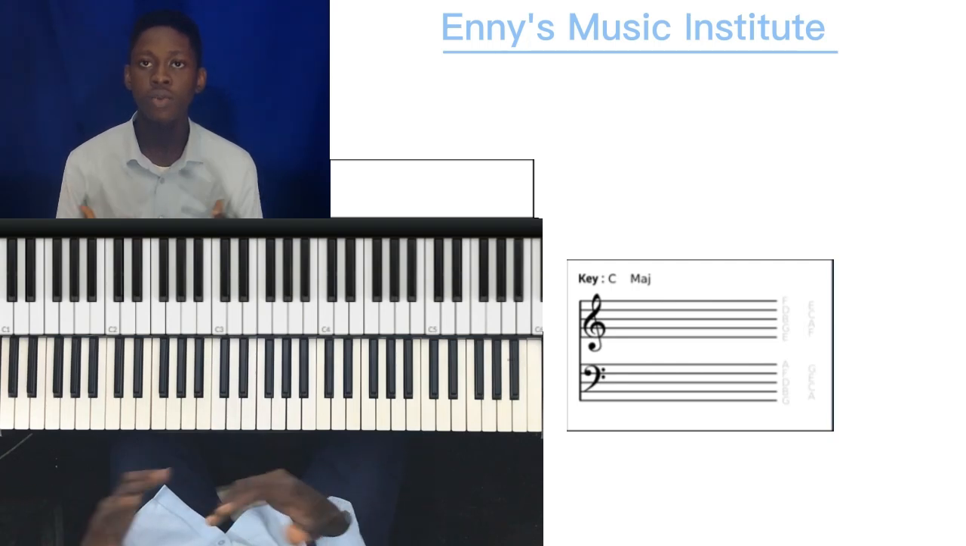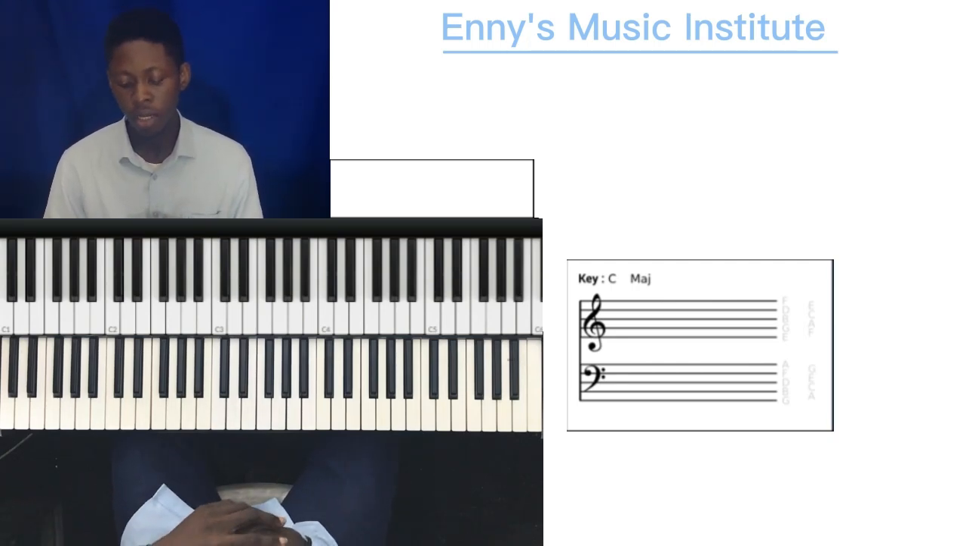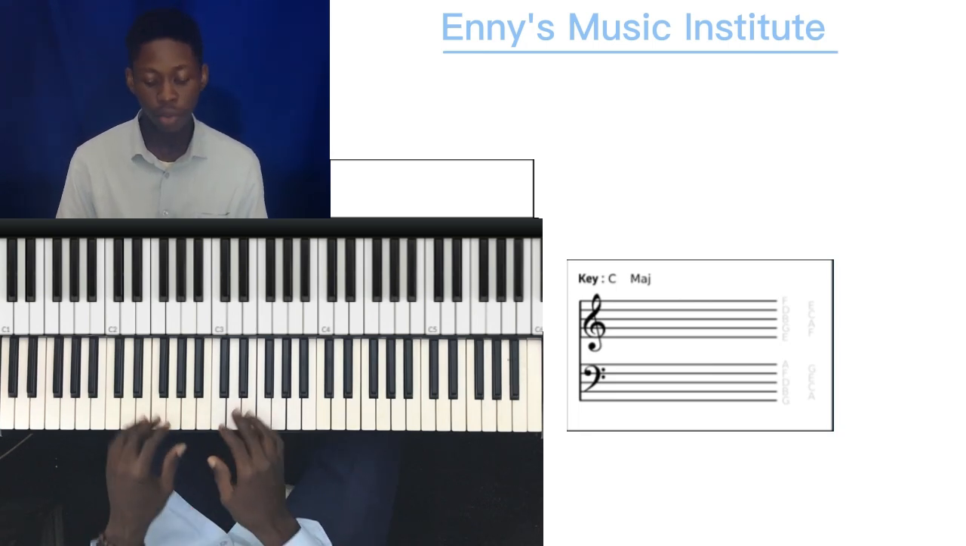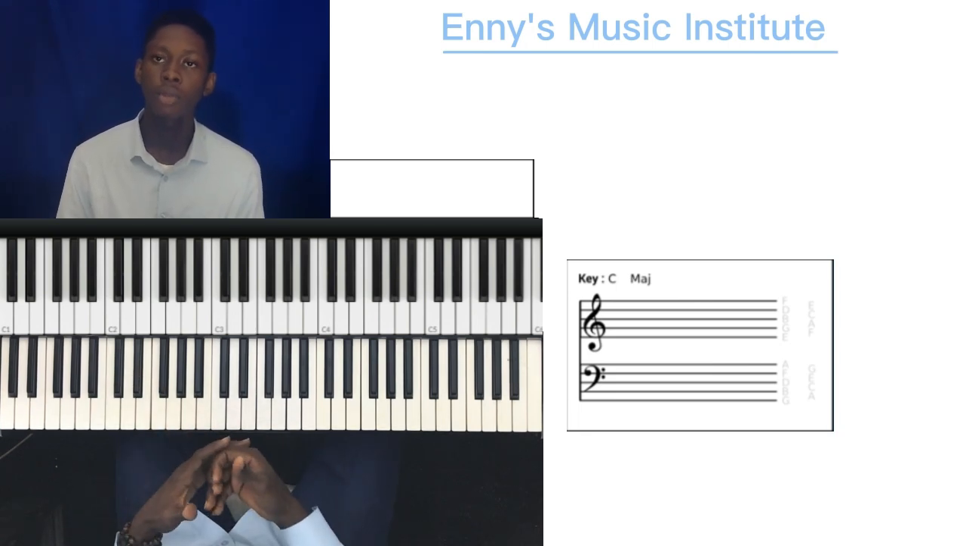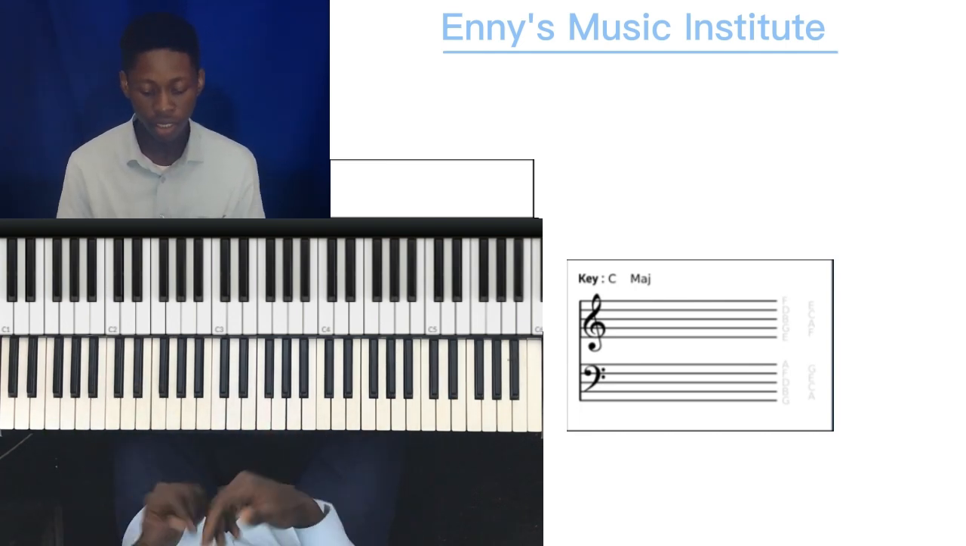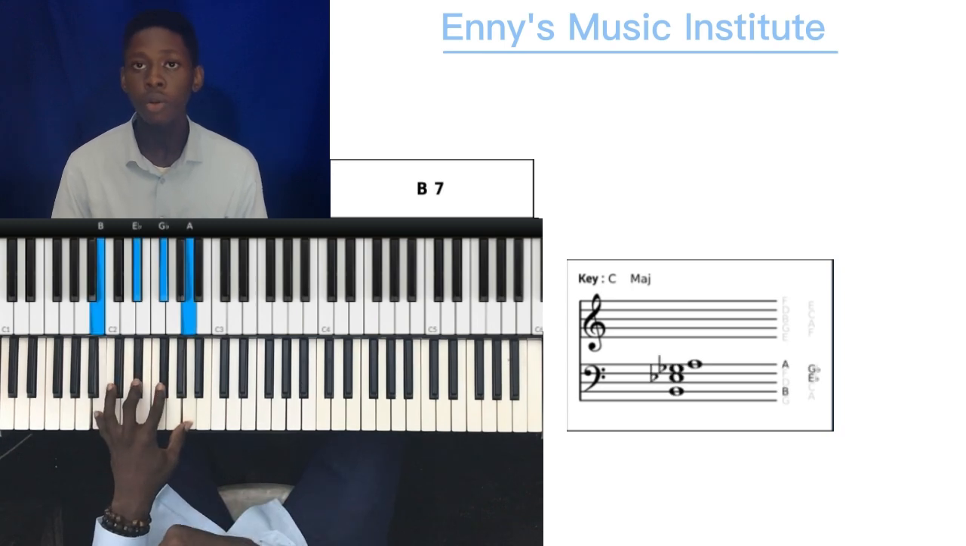So having understood that, what is a tritone substitution? Now, tritone substitution simply means to substitute a dominant chord for another dominant chord, a tritone away. I'm going to simplify it. Now let's look at that. Let's take B dominant, for instance. This is B dominant 7th or B dominant chord.